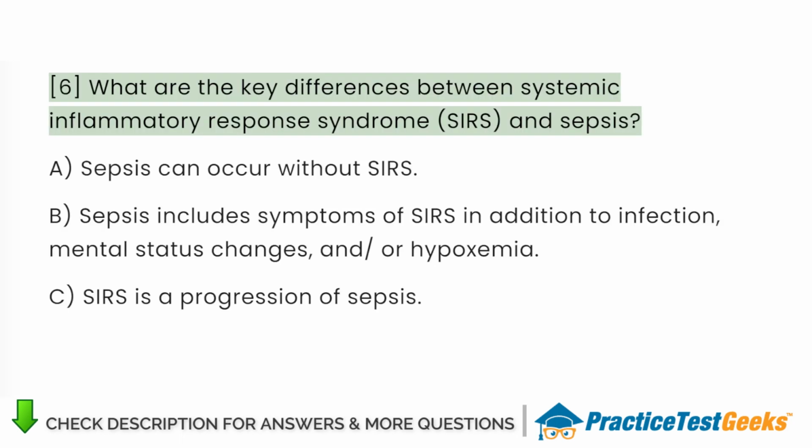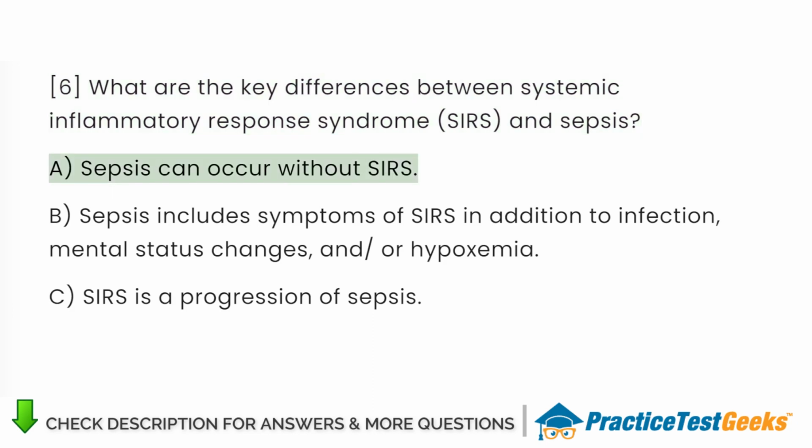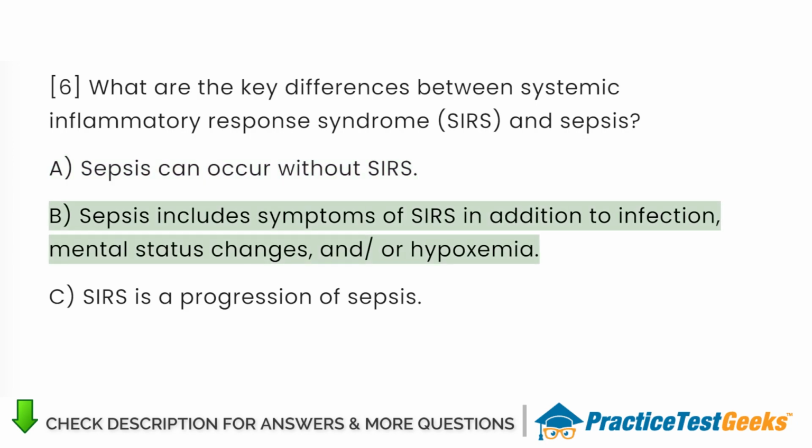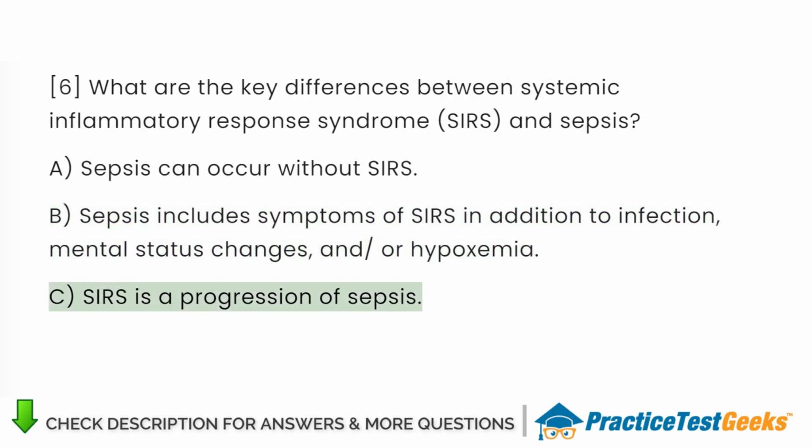What are the key differences between systemic inflammatory response syndrome, SIRS, and sepsis? A. Sepsis can occur without SIRS. B. Sepsis includes symptoms of SIRS in addition to infection, mental status changes, and/or hypoxemia. C. SIRS is a progression of sepsis.